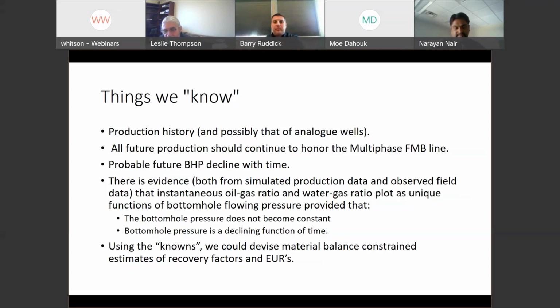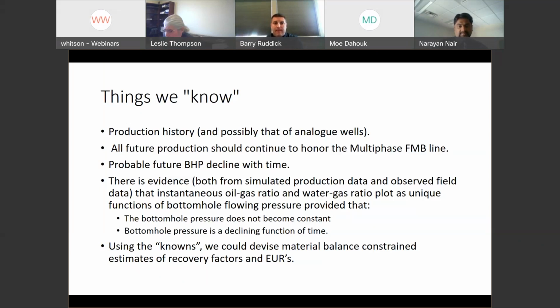We also have an idea of what the future BHP decline will be with time. That's probably not exactly true. We probably do have an expectation of what the future surface pressure will be with time. If we had a wellbore model, we could hook that up and tune that into a future BHP with time. But for the time being, we're going to just assume that we know what the future BHP decline with time will be.